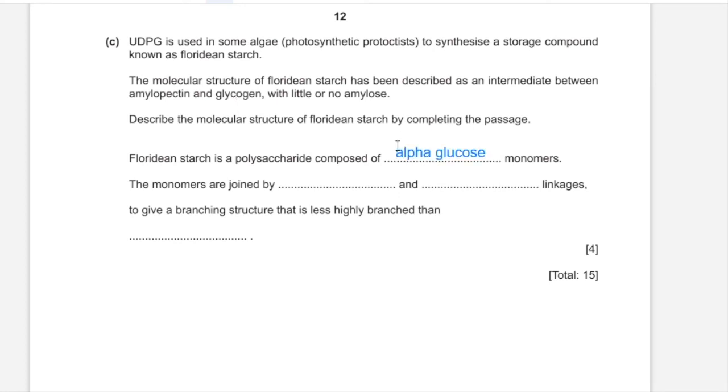The monomers are joined by 1,4 and 1,6 glycosidic linkages, one of which gives a straight chain, and the other one forms branches. I do not have the alpha symbol on my keyboard, so I'll be writing out the entire spelling. However, you can just write down the symbols in your answer. This gives a branching structure that is less highly branched than amylopectin, because amylopectin and glycogen are highly branched, whereas amylose out of those three is the least branched.